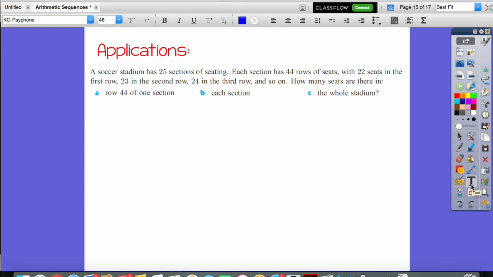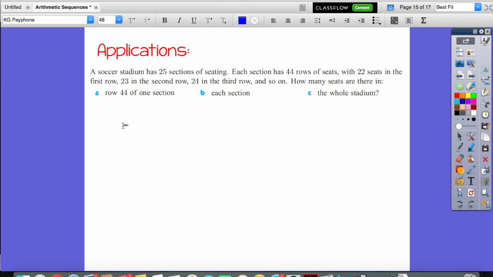Applications. These are your word problems relating to arithmetic sequences and series, okay? And word problems are not as bad as some students may think they are. Really, you just have to figure out, okay, what's the question asking you to do? What process do you need to use to solve it? And you just got to do it, okay? So this first one says the soccer stadium has 25 sections of seating. Each section has 44 rows of seats with 22 seats in the first row, 23 seats in the second row, 24 seats in the third row, and so on. How many seats are there in row 44 of one section, okay?